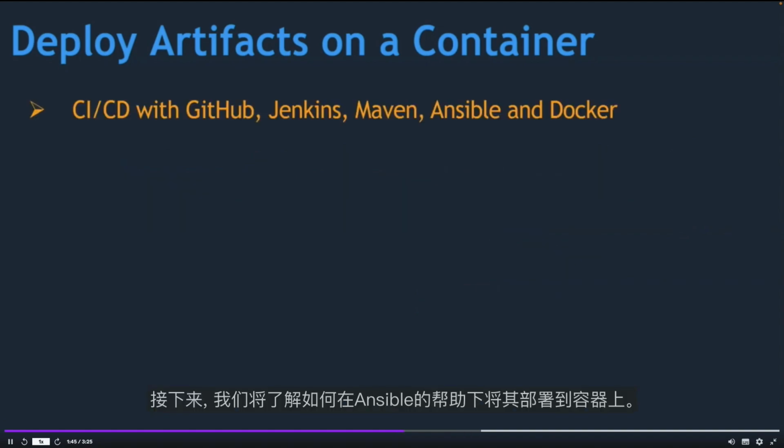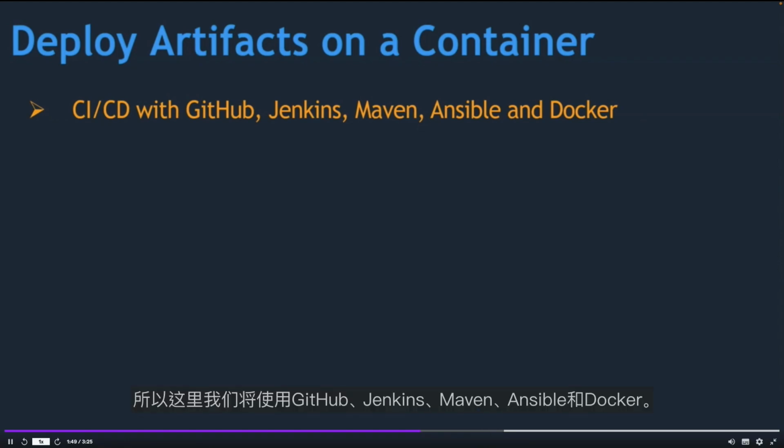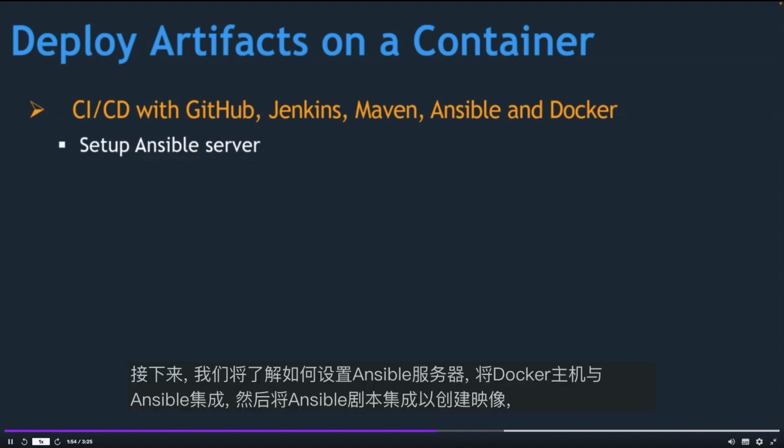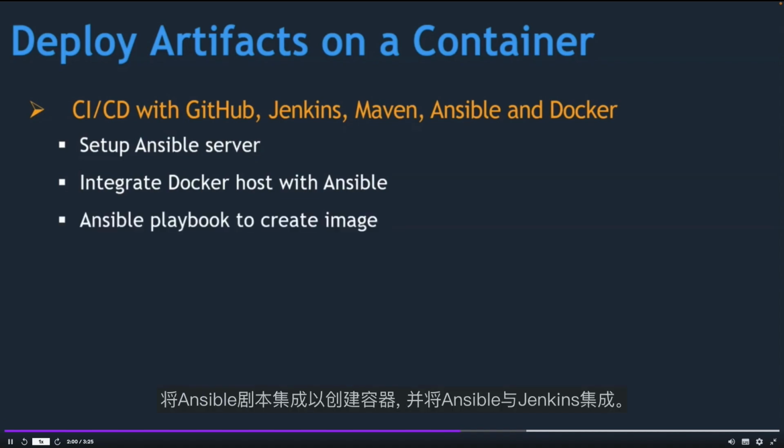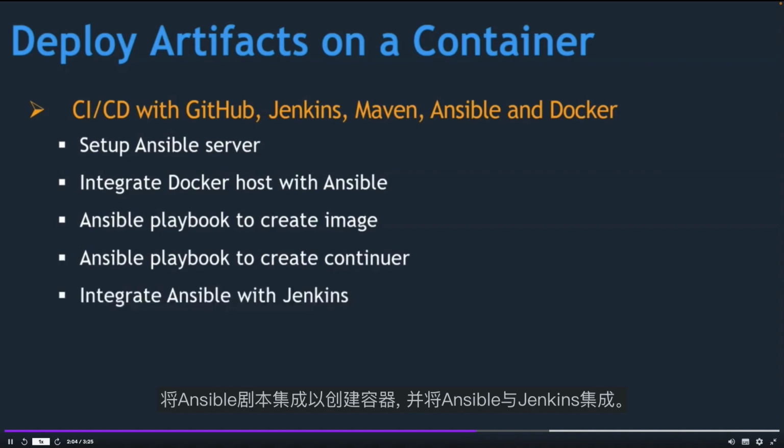Next thing, we are going to see how we can deploy it on a container with the help of Ansible. Here we are going to use GitHub, Jenkins, Maven, Ansible, and Docker. Here we are going to see how to set up the Ansible server. Next, integrating Docker host with Ansible. Next, an Ansible playbook to create an image, an Ansible playbook to create a container, and integrating Ansible with Jenkins.